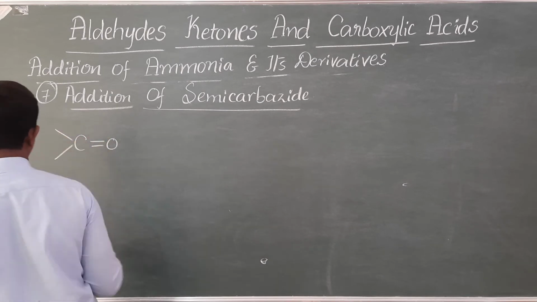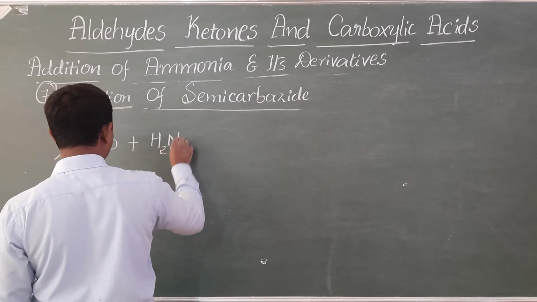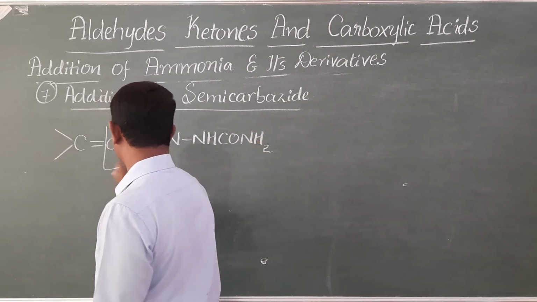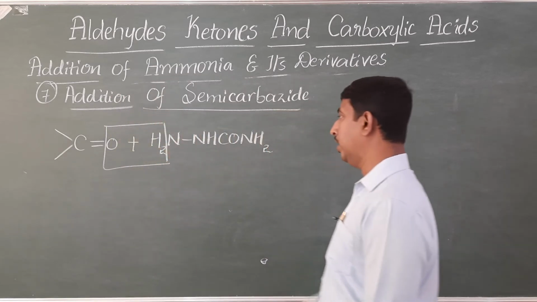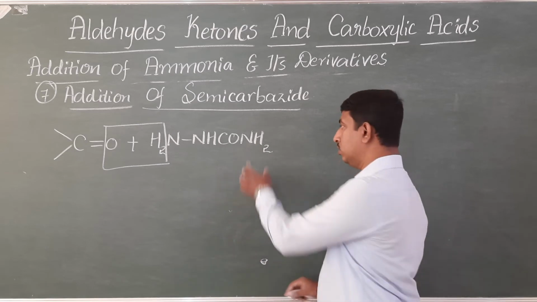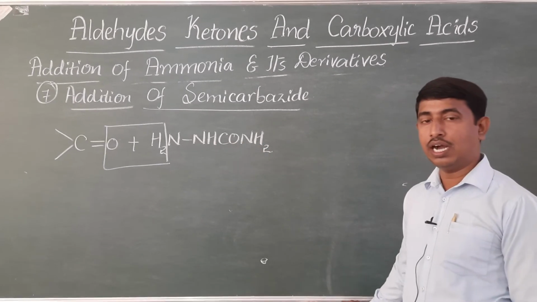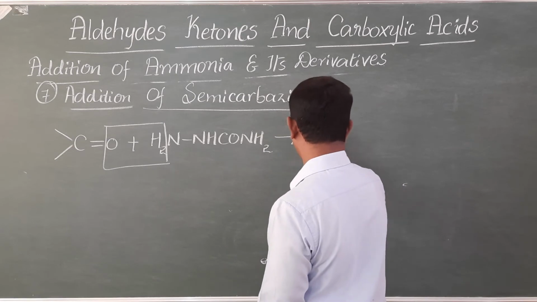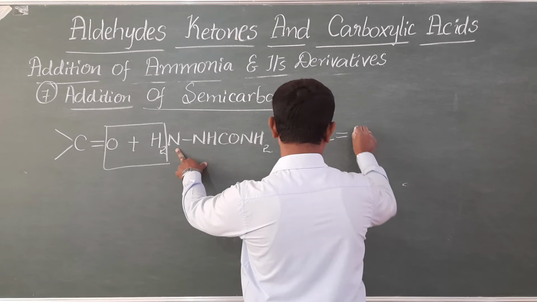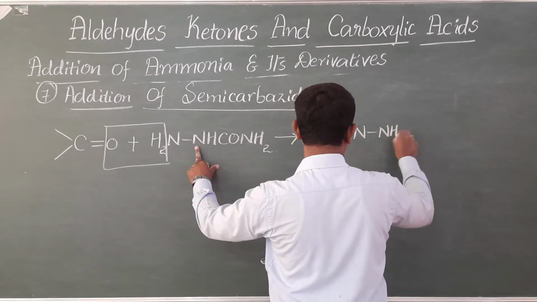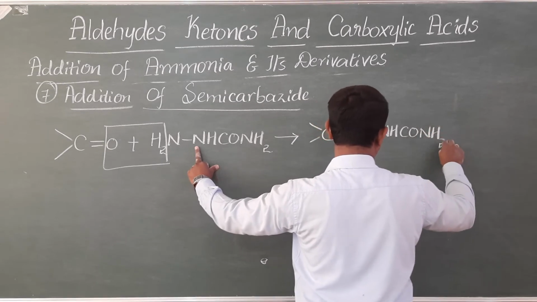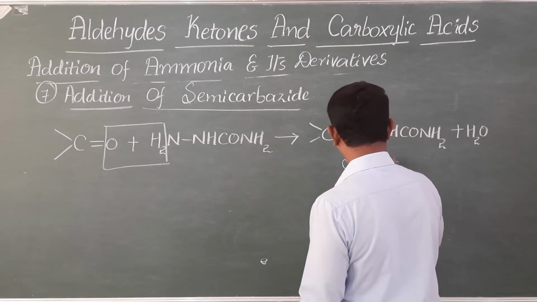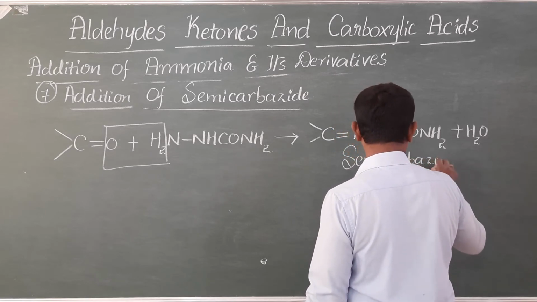C double bond O plus NH2 NHCO NH2. This is semicarbazide. Removal of water: we can't remove water from this NH2 group because it is directly bonded to the electron withdrawing carbonyl group. Removal of hydrogen becomes difficult. So it is C double bond N, NH, CONH2, plus H2O. The product is called semicarbazone.